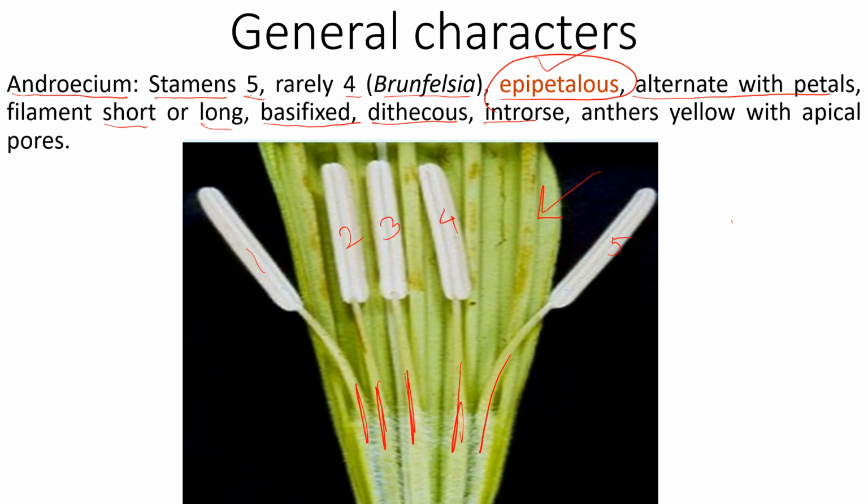A basifixed anther: here, the filament is like this. This is one anther lobe, and this is another anther lobe. And the attachment of filament here can be seen is at the base. So this condition is called basifixed.